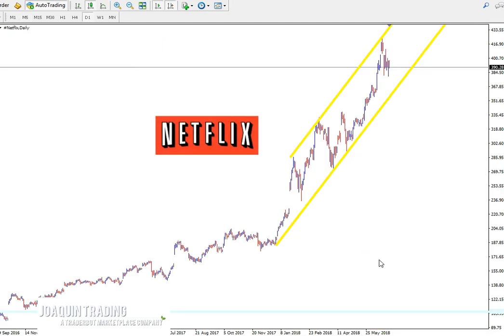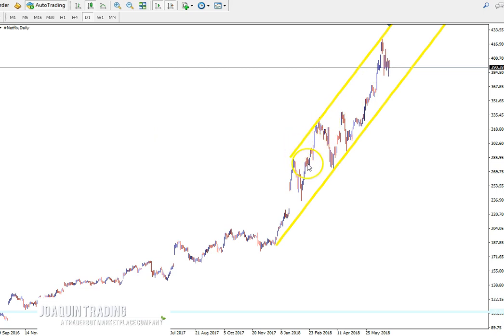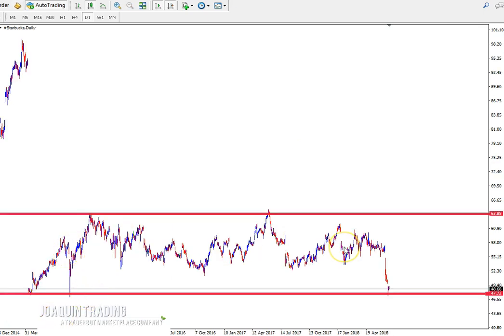Who loves Netflix? Well, I do. It's in an upward channel. This is what a channel looks like. This is a long channel. Now, when Netflix breaks down below this channel, comes back up to the resistance, and then falls again, that'd be a good idea to short right there. If it continues up, well, you know what to do. So this is a channel. It doesn't matter if it's diagonal or if it's horizontal.